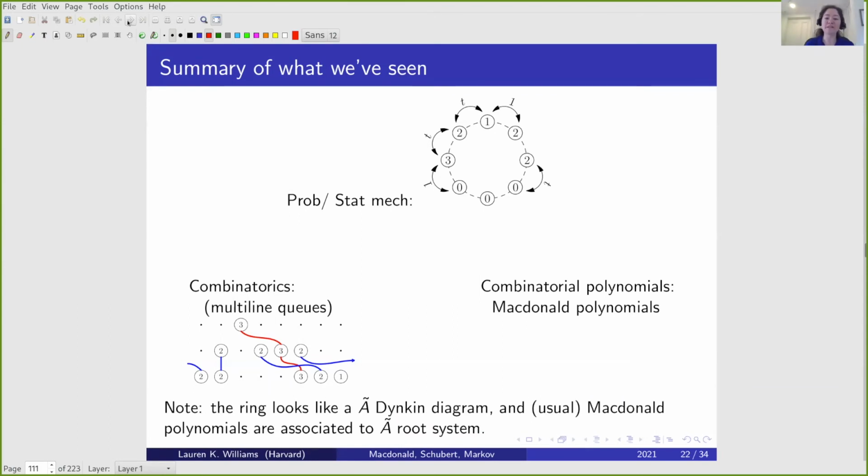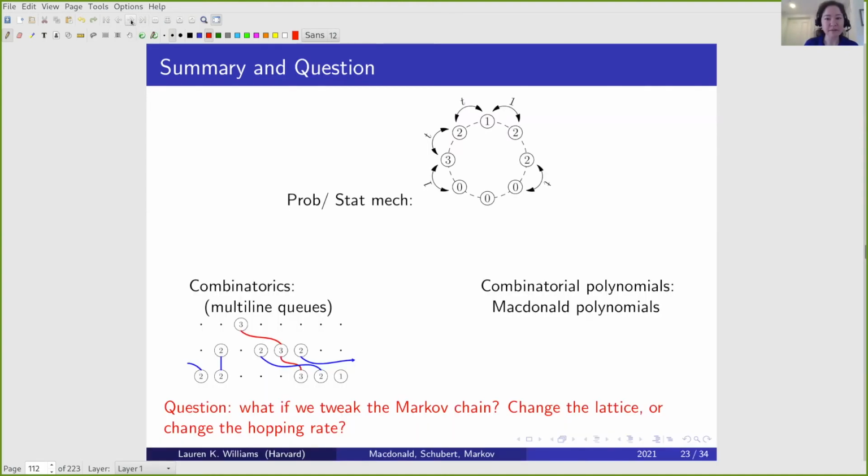Let me make a remark that this ring where the particles are hopping looks like a type affine A Dynkin diagram, and the usual Macdonald polynomials are associated to the type affine A Dynkin diagram as well. So that, of course, begs the question, what about other Dynkin diagrams? And more generally, what happens if we tweak our Markov chain? We could change our lattice, or we could change the hopping rate.